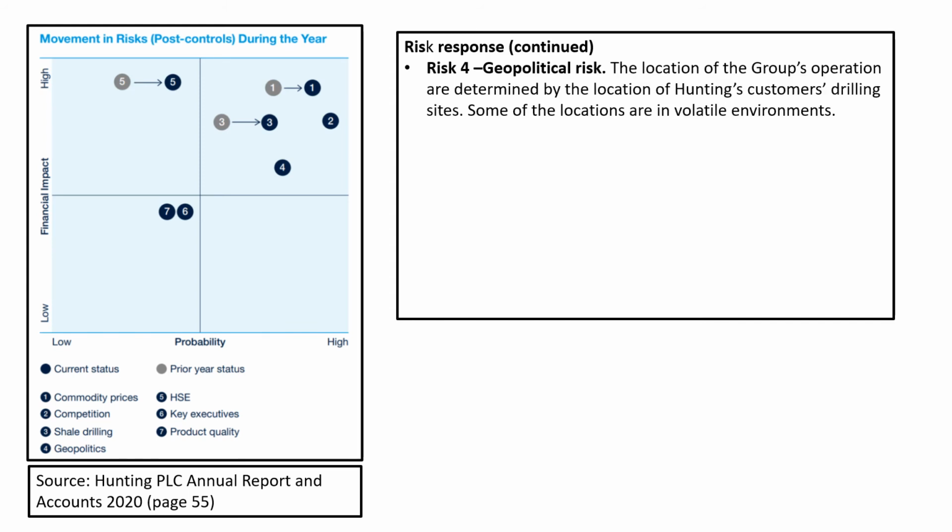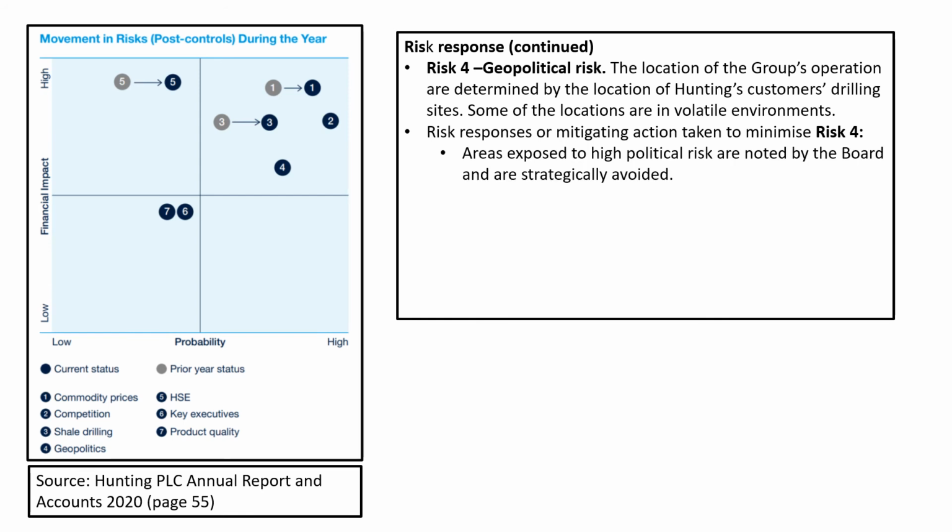Risk 4. Geopolitical risk. The location of the group's operations are determined by the location of Hunting's customers' drilling sites. Some of these locations are in volatile environments. Risk responses or mitigating action taken to minimize risk 4.